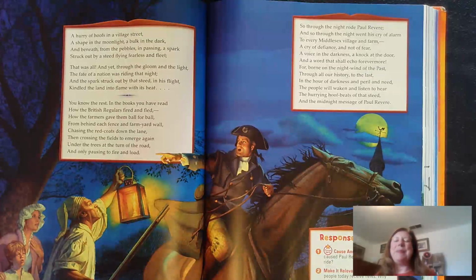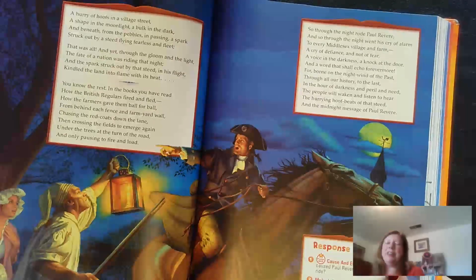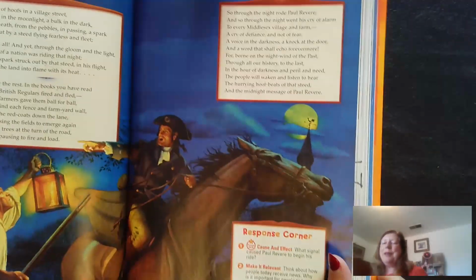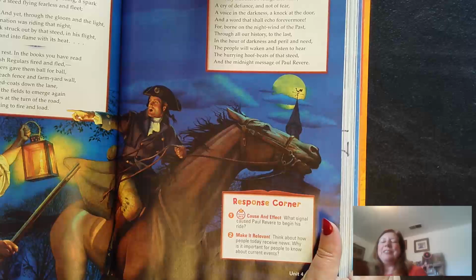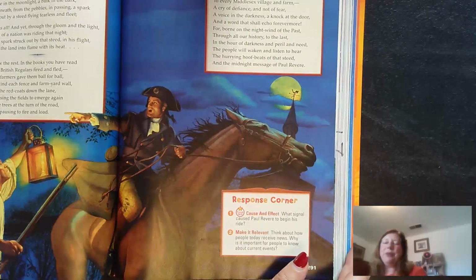Isn't that just inspiring? I just love reading it. It's just there, down here in the response corner. So for those of you who do know a little bit of your history, that was when the shot was heard around the world.